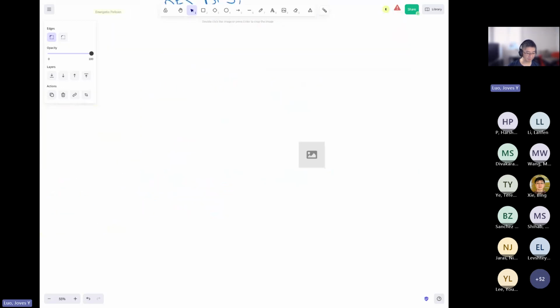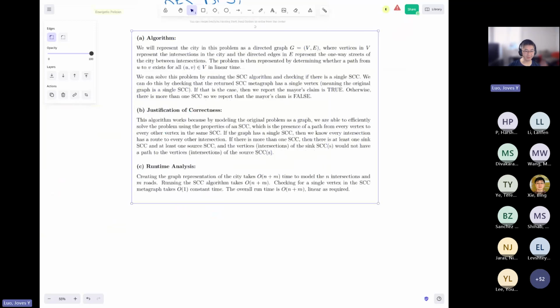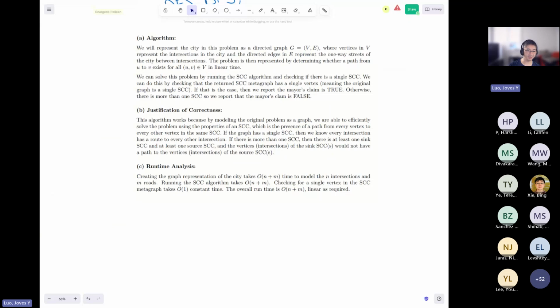Hopefully you guys read the problem or have your book open. So we represent a city in the problem as a directed graph. Vertices are intersections. E represents one-way streets, and so forth. We can solve this problem by running an SCC algorithm and checking if there's a single SCC. We can do this by checking that the returned SCC meta graph has a single vertex, meaning the original graph is a single SCC. If this is true, then we're good. If it's not, then we return false.